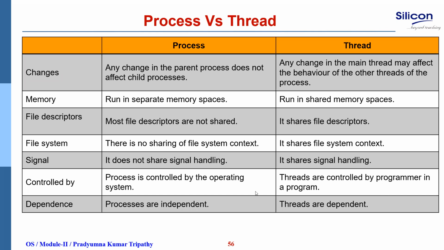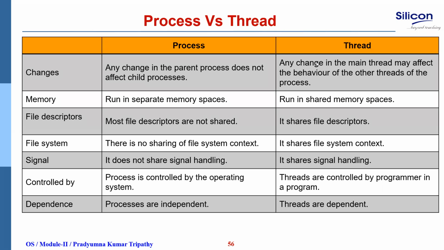Is the difference between process and thread understood? Does anybody have any query about this? Could you understand what a process is and what a thread is? For every program, when it goes for execution, a process is created for which a PCB is created, and all information about the process is kept.